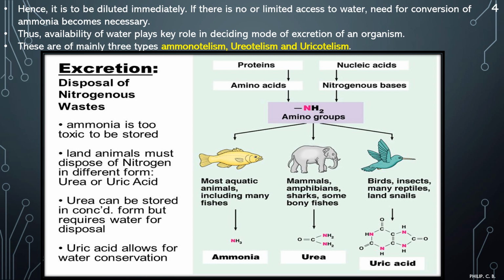So again you can see the image, proteins which are broken down into amino acids, nucleic acids into nitrogenous bases. Further, they both form amino groups. In case of aquatic species including fishes, it is ammonia as water availability is in plenty. Mammals, amphibians, sharks, some bony fishes excrete urea, and birds, insects, many reptiles, land snails, all excrete uric acid. So in the further slides I have shown a lot of animation images related to species which excrete ammonia, urea and uric acid, which will help us to understand very well about the excretion and modes of excretion.